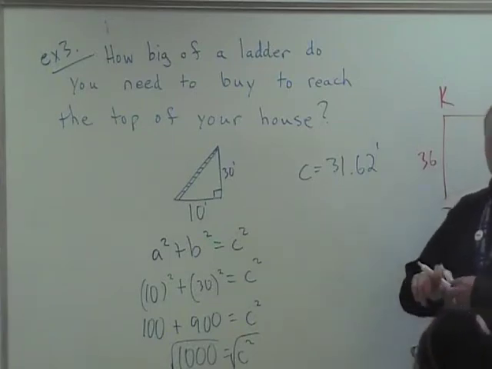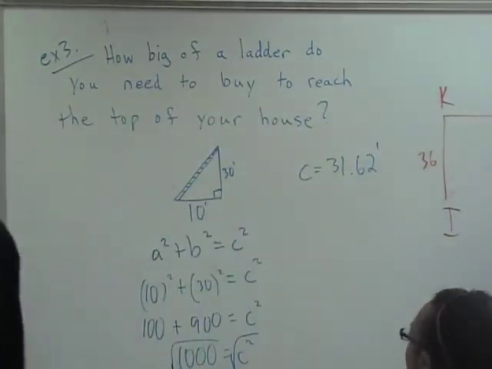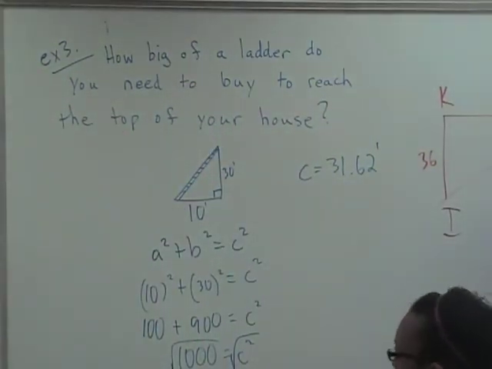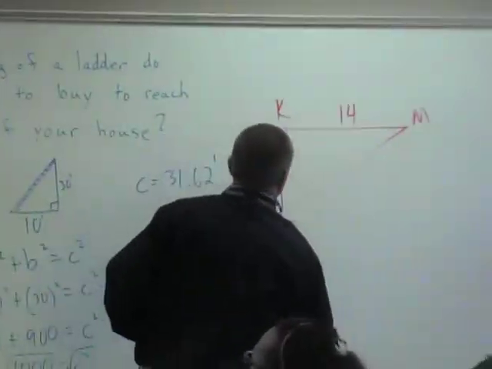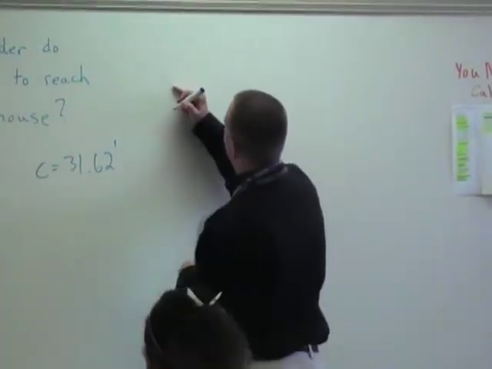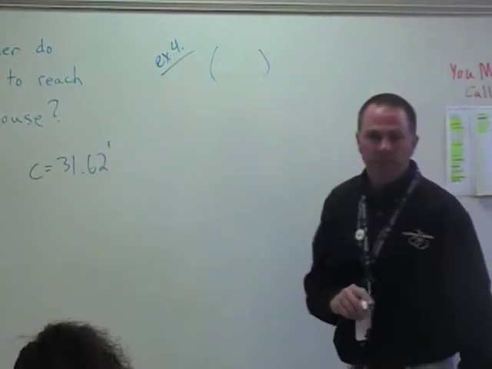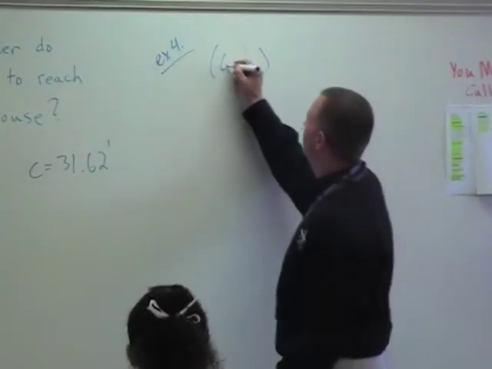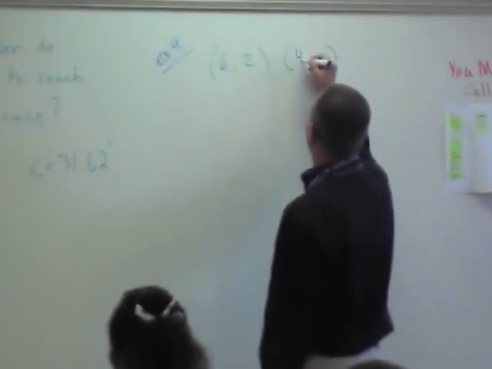I don't get how you did example one. Example one, let's go back to that. How about we do another example like that one? We'll do it over here. All right, example 4. Give me a coordinate. 6, 2. And give me another one. 4, negative 3. All right, 4, negative 3. Good.